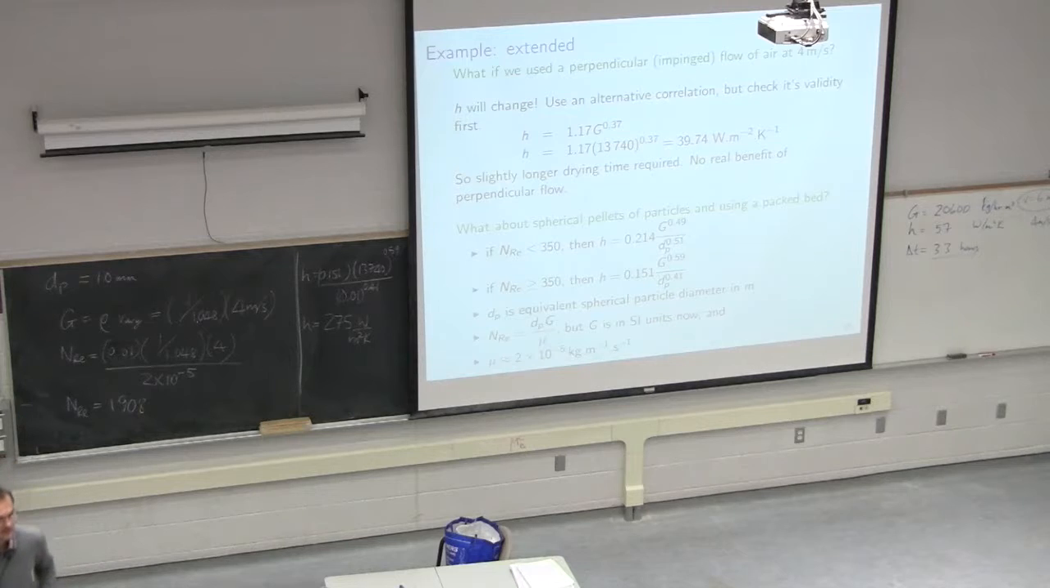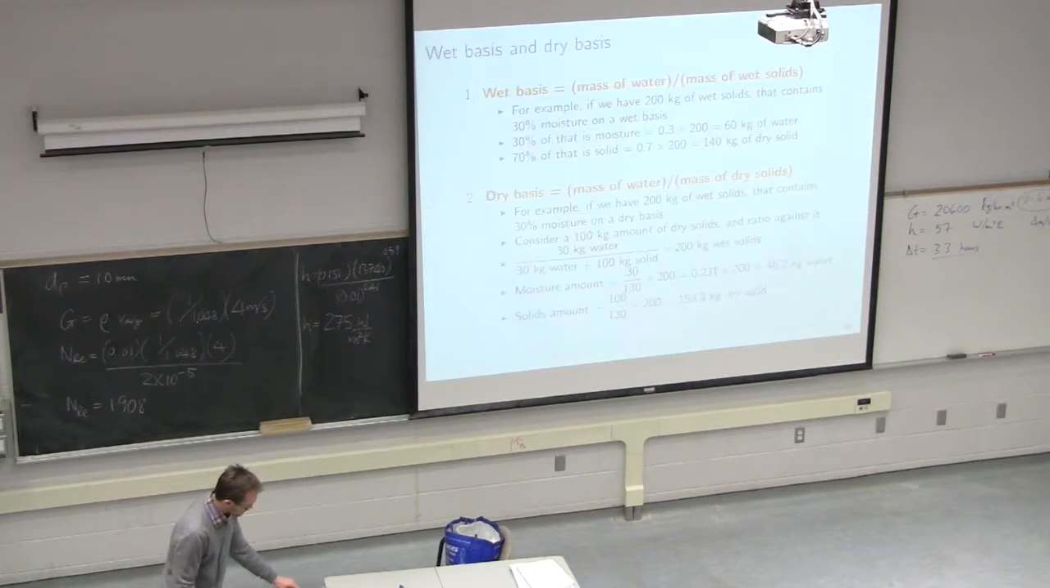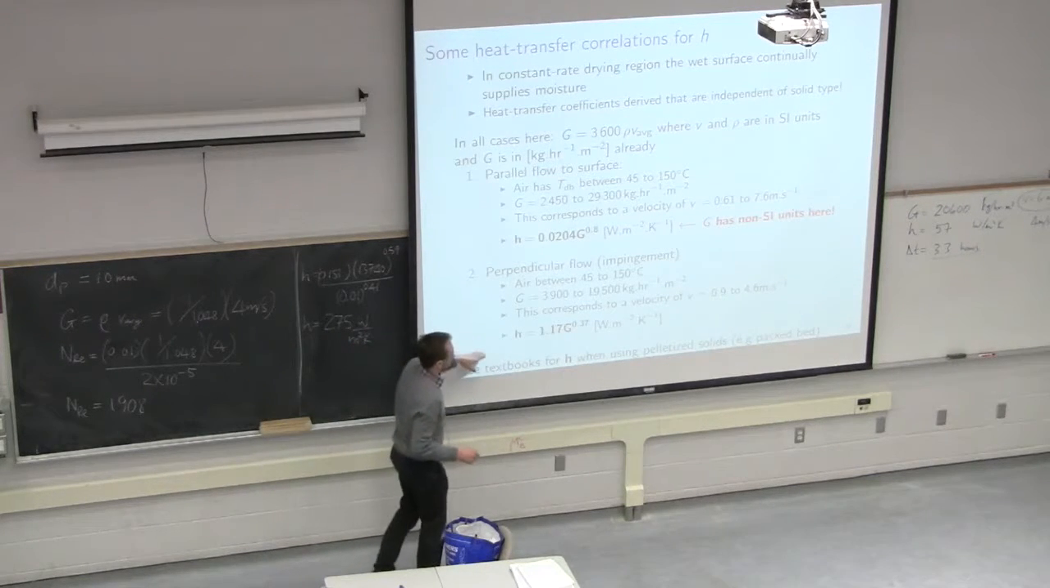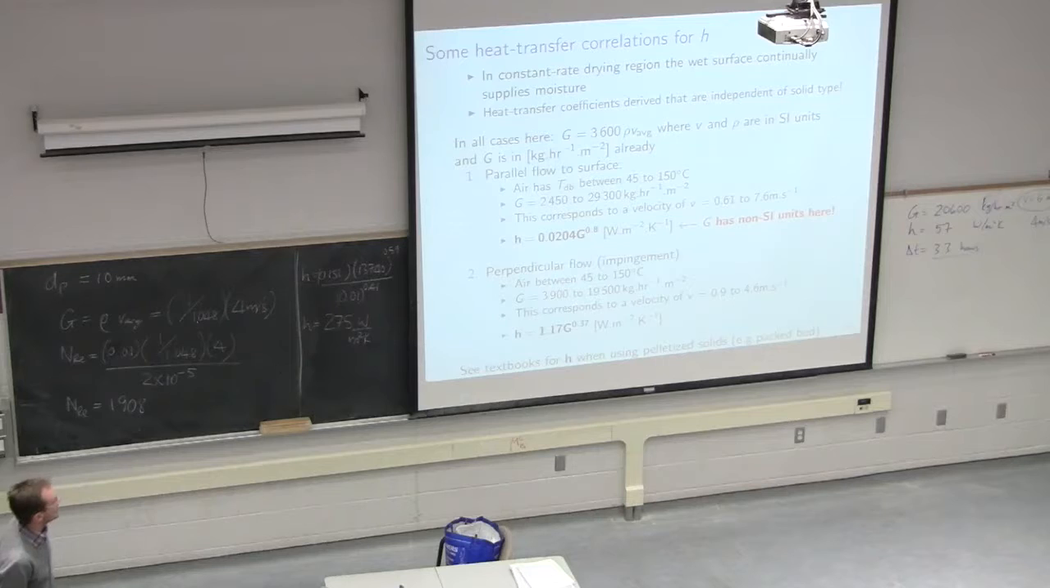Okay. How do you know that G is now not in SI units? The correlation indicates that for you. So the correlation will say use G in these units. Okay, I should have added that to the slide, that G here is in the units. What had happened is there's a table of correlations, and I've split it over two slides. So on the prior slide, it was over here that G is in those. Okay, so this was 1, 2. Part three was here. See textbooks for using pelletized solids, e.g., packed bed. G is then in those units, but you'll see it specified.